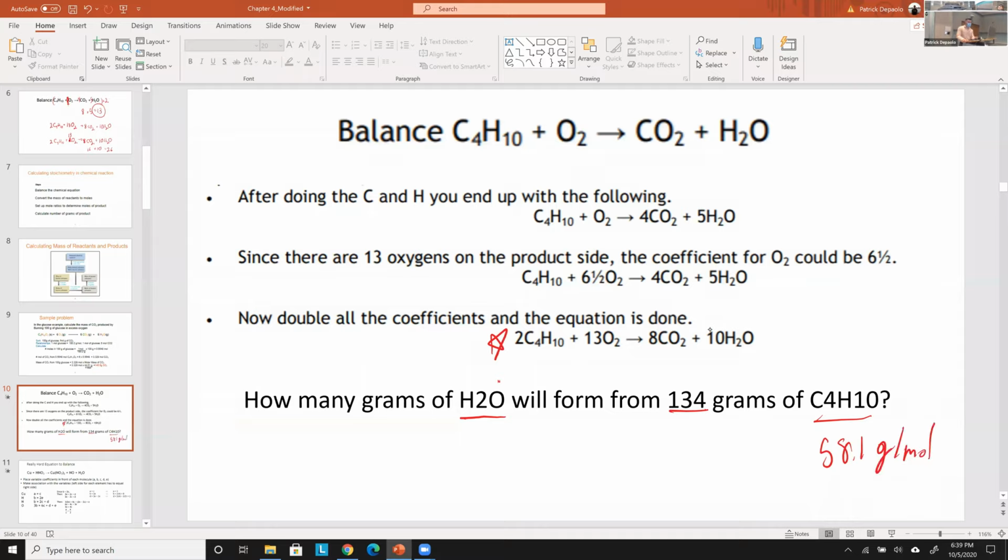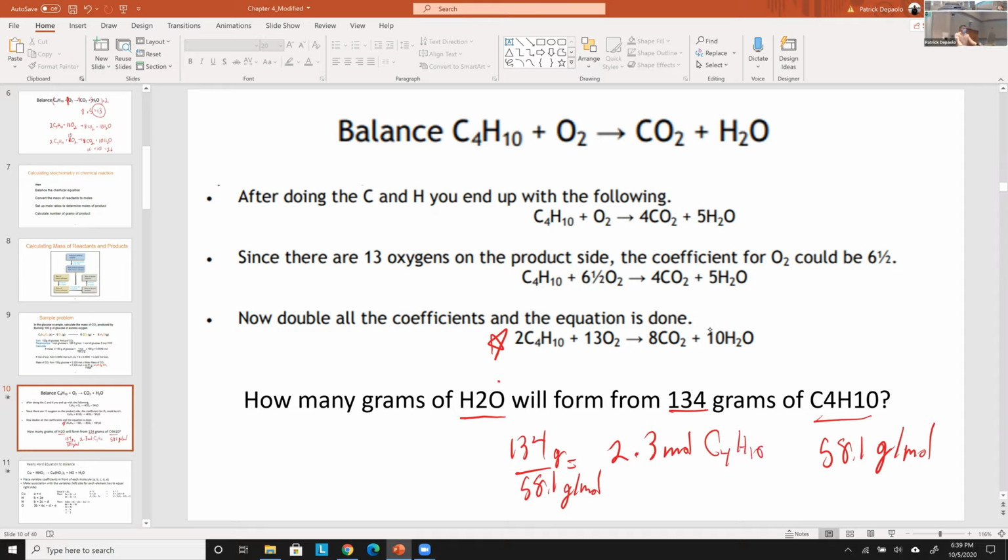So now we have 134 grams of this butane. We divide it by the molar mass, and we get probably a little bit less than 2, or probably about 2. So 134 divided by 58.1, you get 2.3. Yeah, makes sense. Okay, cool. So you get 2.3 moles of butane.